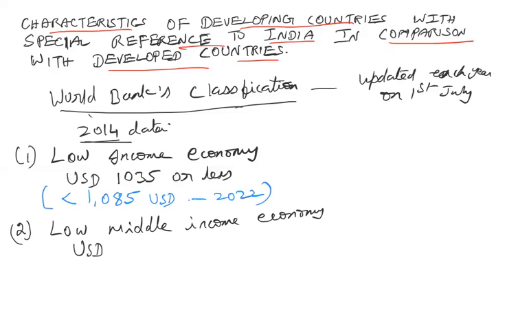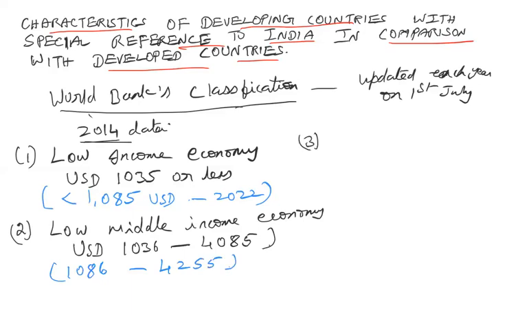So USD 1036 to 4085. Okay. Now the latest one, 1086 to 4255. And then next, upper middle income economy.